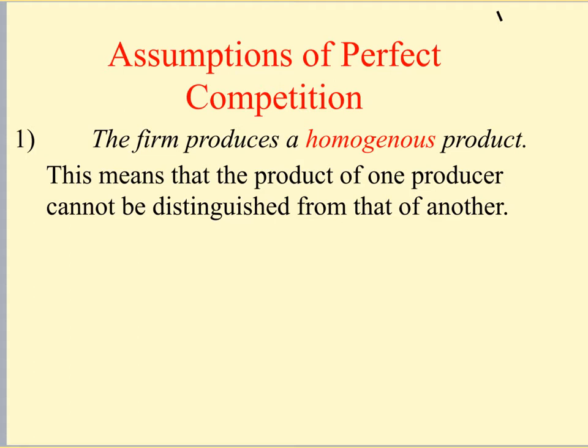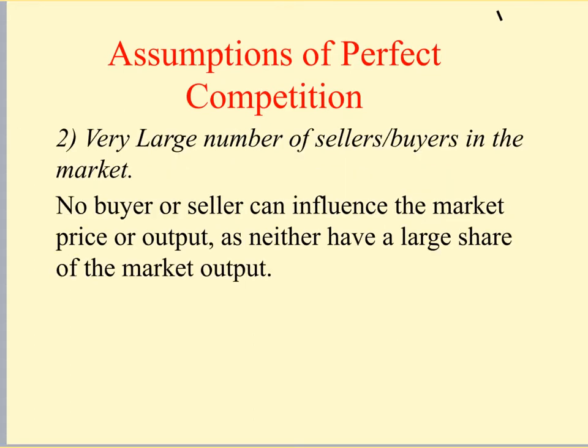So the firm produces a homogeneous product, and this means that the product of one producer cannot be distinguished from that of another. The second assumption is a very large number of sellers and a very large number of buyers in the market. Now, you can split this assumption in two and use it as two assumptions, because if you were asked this in an exam, you could be asked to outline the assumptions of perfect competition. It could be a 20-mark question, which means you need four.